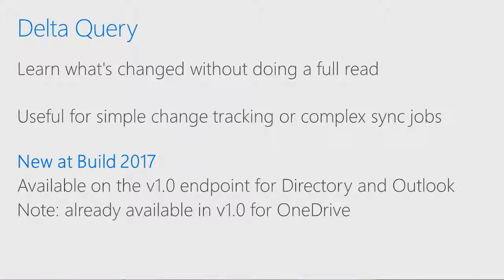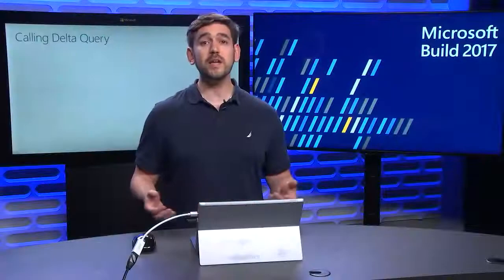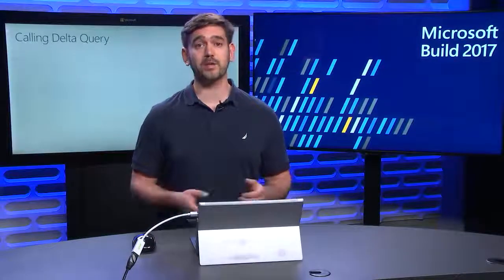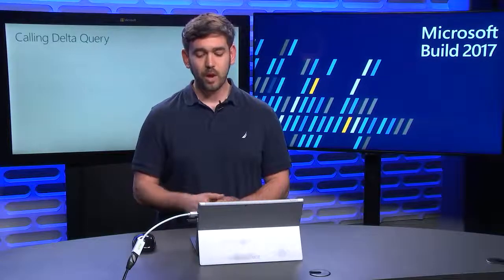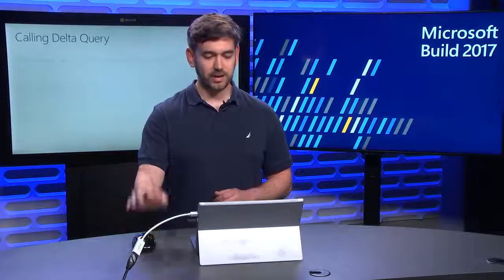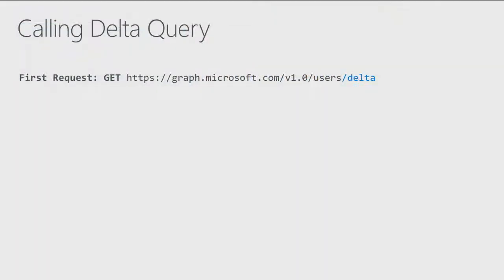All right, so now let's talk about the API. We designed Delta Query with ease of use top of mind, so calling it for the first time is simple. All you have to do is add /delta to the end of your standard request. In the response, you'll get back the resource you requested, along with either a next link or a delta link URL. If you get a next link, this means there may be more data to be retrieved, and you should use that to page through responses until you get a delta link.